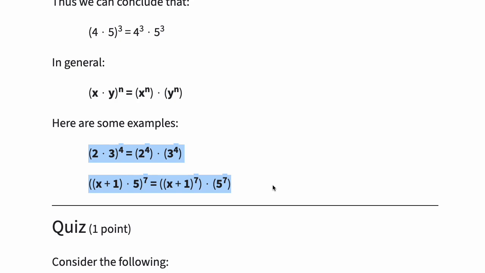Here are some examples. 2 times 3 to the fourth power is equal to 2 to the fourth times 3 to the fourth. And x plus 1 times 5 to the seventh power is equal to x plus 1 to the seventh power times 5 to the seventh power.